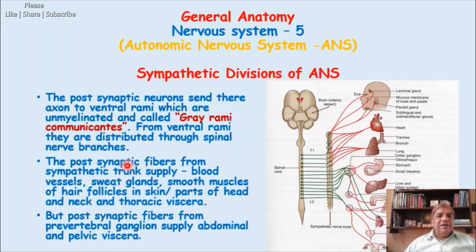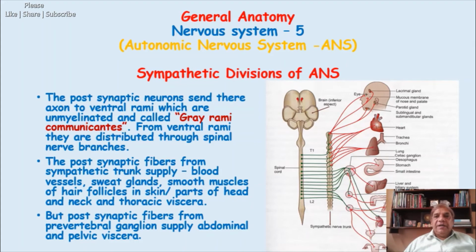Now what do these postganglionic or postsynaptic fibers from the sympathetic trunk supply? Some of them I have already told you. They will supply the blood vessels, the sweat glands, and the smooth muscles of the hair follicles, which I said in the last slide are called erector pili. And then they supply parts of the head and neck and the thoracic viscera, meaning the lungs and the heart. But the postsynaptic fibers from the prevertebral ganglia will supply the abdominal and pelvic viscera. This we have already learned: from the celiac ganglion, superior and inferior mesenteric ganglia, the postsynaptic fibers supply here.